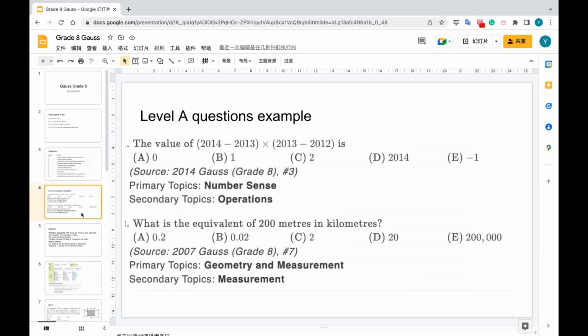Like I said before, here's an example of the level A questions from previous years. You see, for example, 2014, number 3, on the top, pretty straightforward. On the bottom, this is number 7 of 2007. It's pretty straightforward. Students should not have any trouble with these.